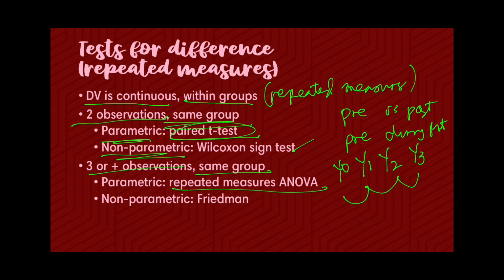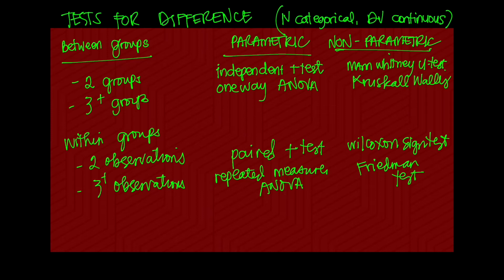And then for the non-parametric version of repeated measures ANOVA, just in case you do not meet the requisites of normality, then you use a Friedman test. So that's it. Okay, so let's summarize it using this table.